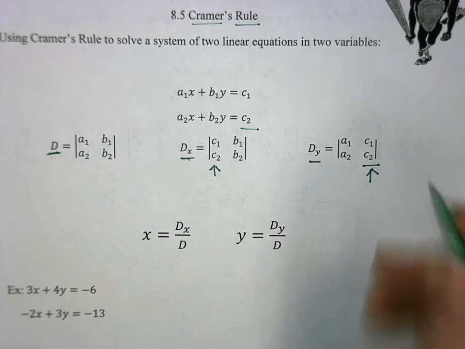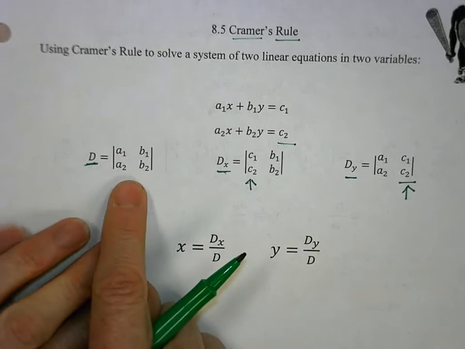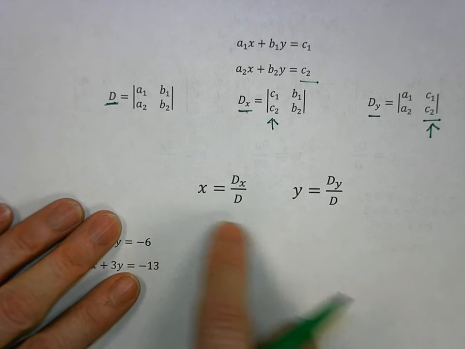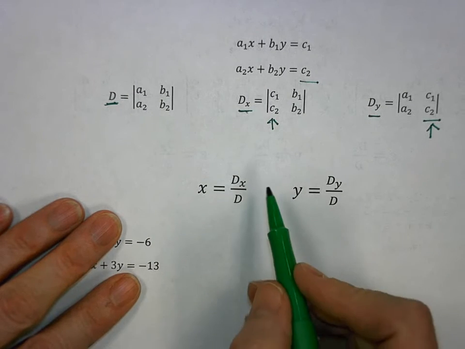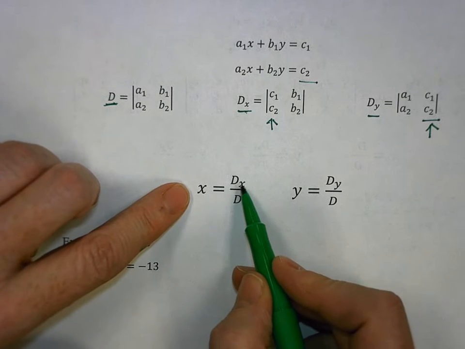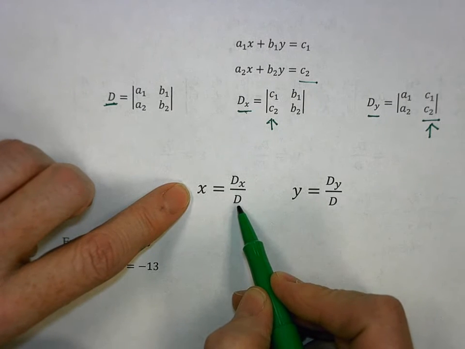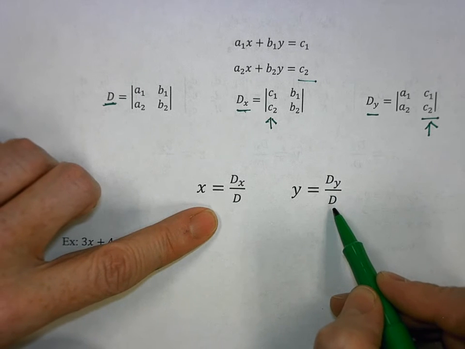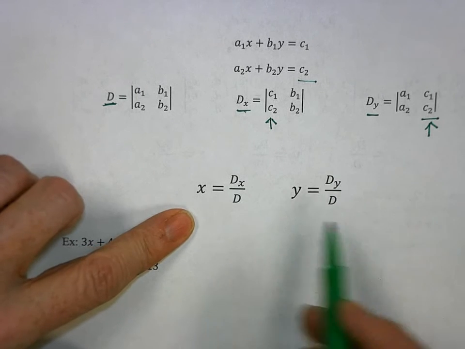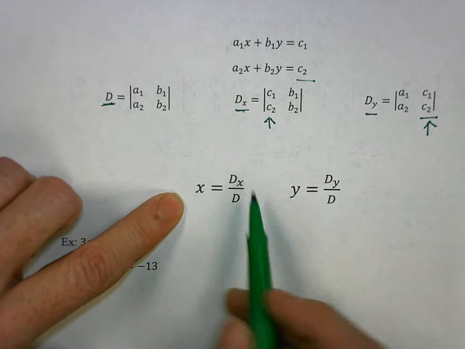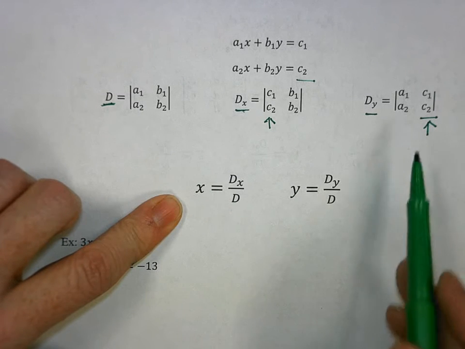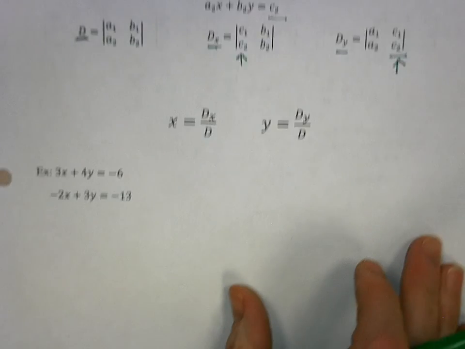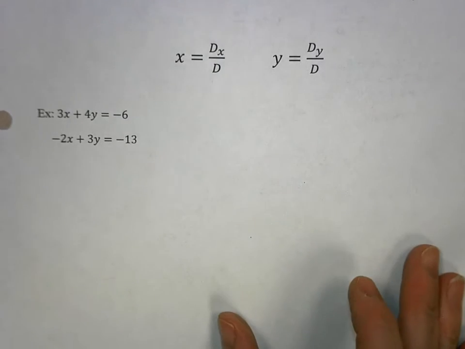Okay, so then I have 3 numbers, 3 determinants. I solve for x and y by saying for x, D of x divided by D is x, and y is D of y divided by D. So if we're going to find the solution, we need all 3 determinants to solve for the entire system. Let's try it.